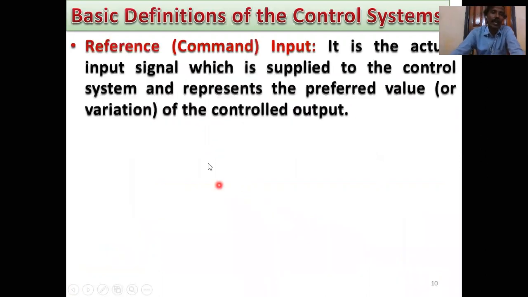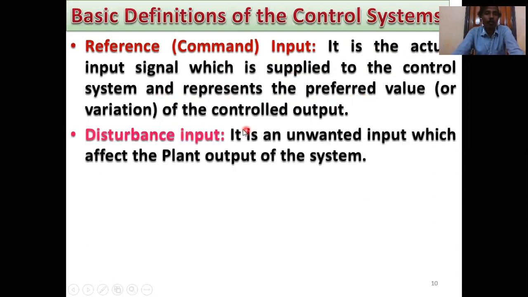Another definition: reference input or command. It is the actual input signal which is applied to the control system and represents the reference value or variation of a controlled output. And what is disturbance input? It is an unwanted input which acts on the plant output of the system.